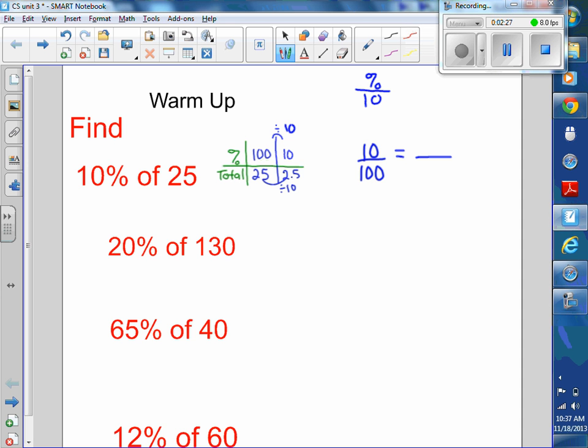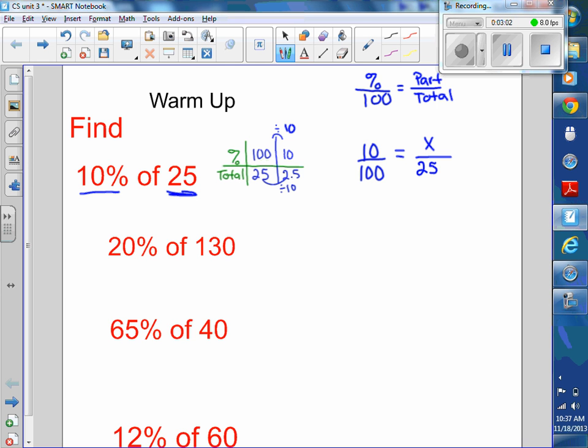So the percent they're looking for, and set that equal to the part to whole. So when you read this problem, you're doing 10% of 25, and you understand that 10% is going to be smaller than 25, right? Does that make sense? So you're really looking for the part. So you're looking for this up here, but you know the total is 25.